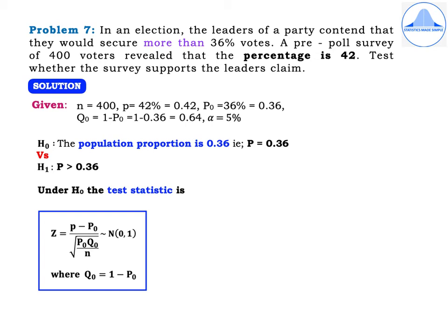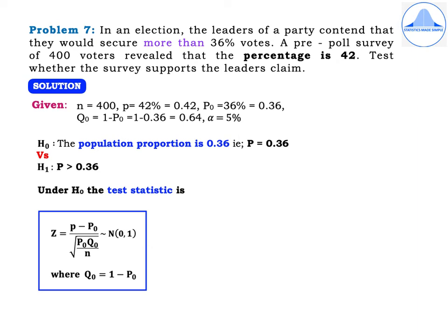So in the first sentence, they are talking with respect to the population. The population proportion is given as 36%. And then a pre-poll survey of 400 voters. That means they took a sample from the population. So N is 400. Revealed that the percentage of voters is 42. So here in the sample, they have given the sample proportion because they have used the word percentage is 42.